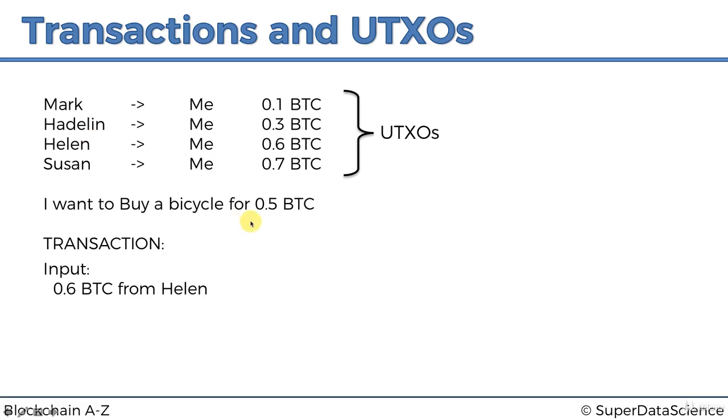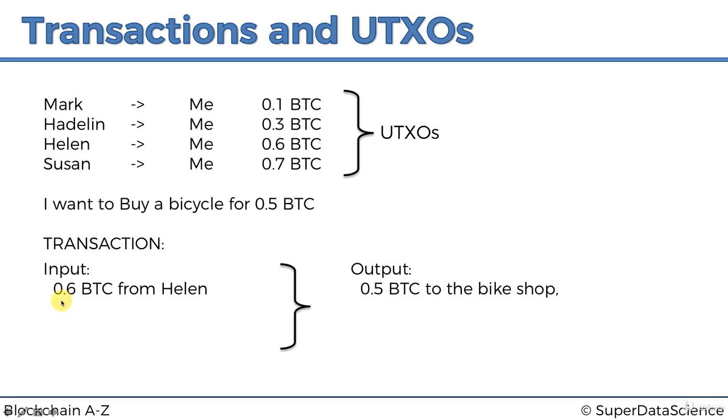So I need to come up with 0.5 BTC. This is everything I have available. I'm going to take this one because it's the closest to 0.5. I'm going to take the 0.6 BTC I received from Ellen, and then I'm going to send 0.5 BTC to the bike shop. And the rule is that there cannot be any unused input. Anything that goes into the input, the full amount has to go into the output. Basically, there can be no change.